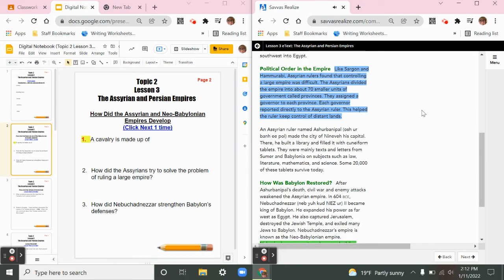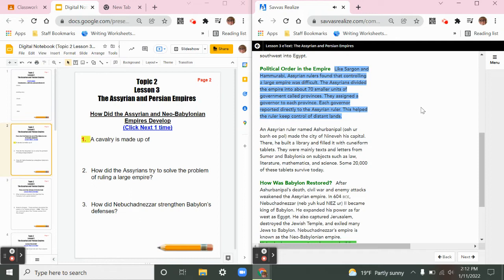Political order in the empire. Like Sargon and Hammurabi, Assyrian rulers found that controlling a large empire was difficult. The Assyrians divided the empire into about 70 smaller units of government called provinces. They assigned a governor to each province. Each governor reported directly to the Assyrian ruler. This helped the ruler keep control of distant lands.